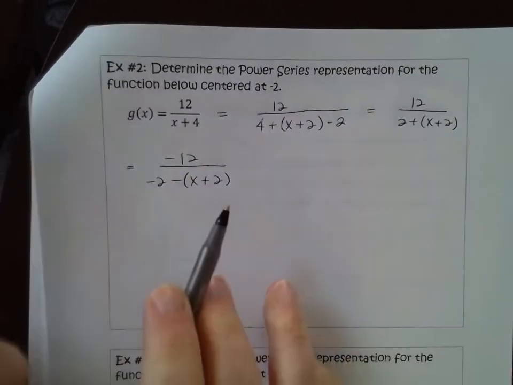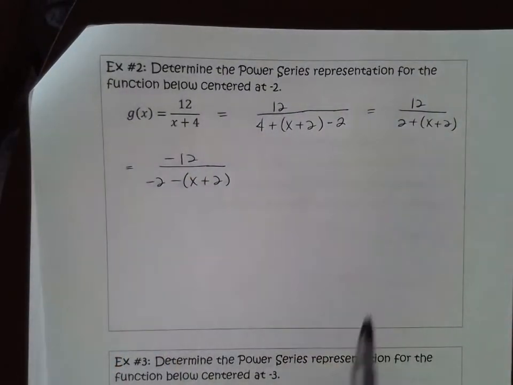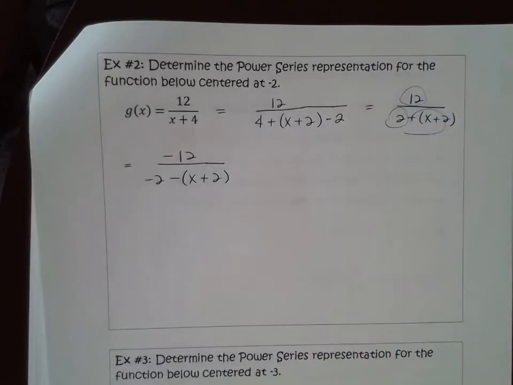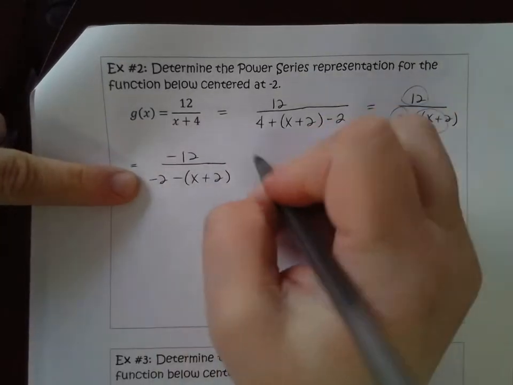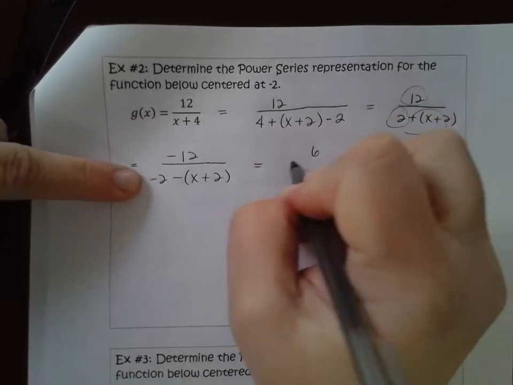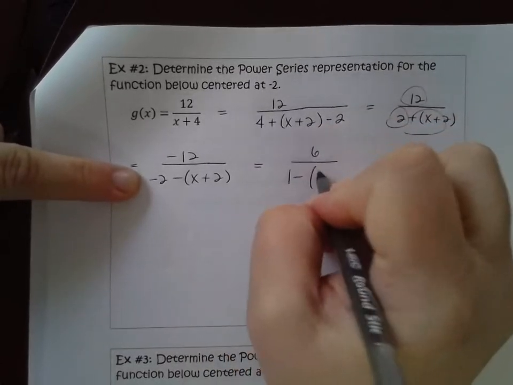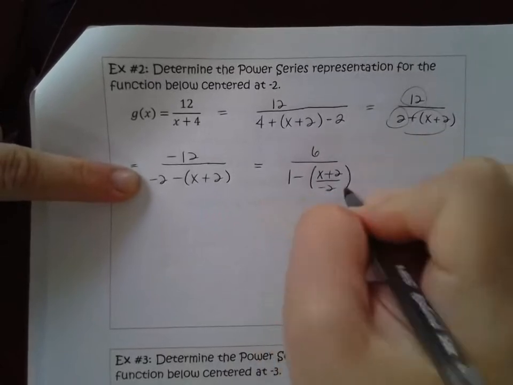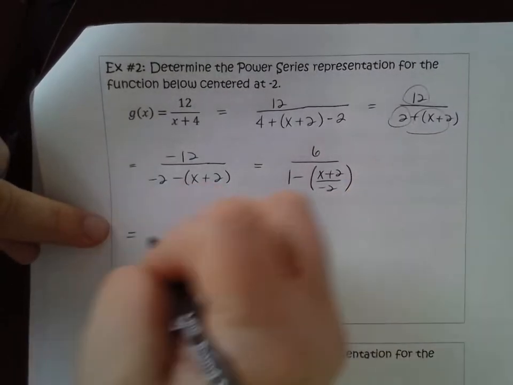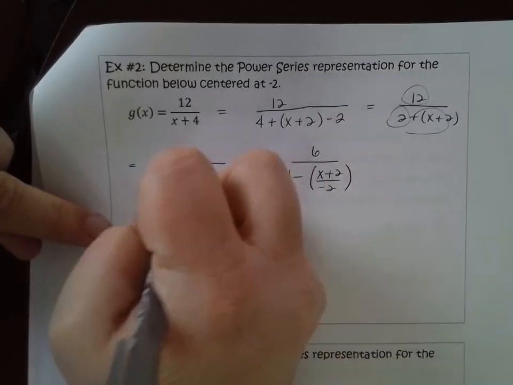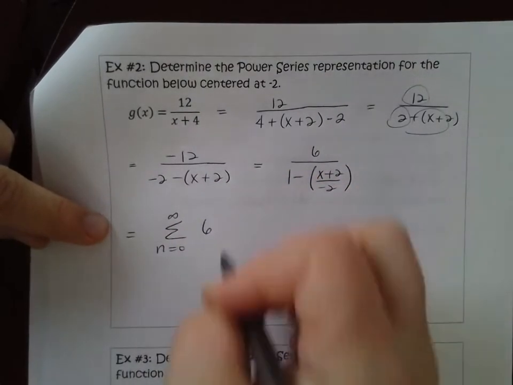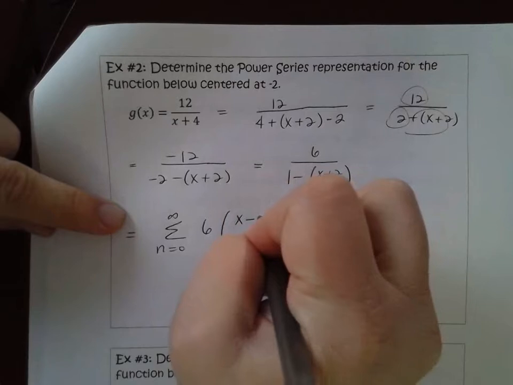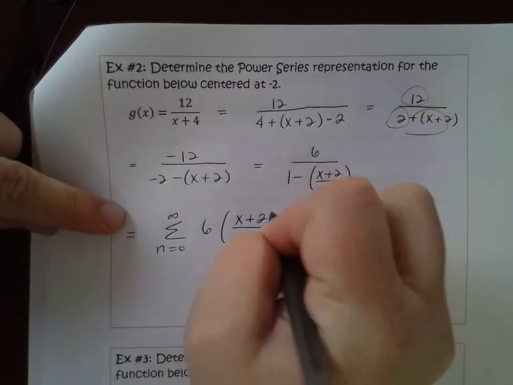Now when I say everything negative, I'm not talking about the inside of the parentheses. I multiplied those 3 terms by a -1. The other thing I need is for this number right here to be +1. So if I divide everything by -2, I get 6 over 1 minus x plus 2 over -2. As a series, it's going to go from 0 to infinity. My a is 6, and my ratio is x plus 2 over -2.